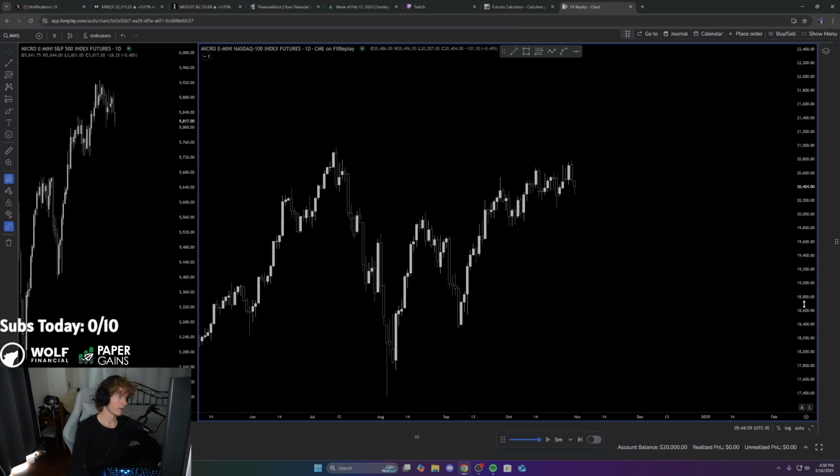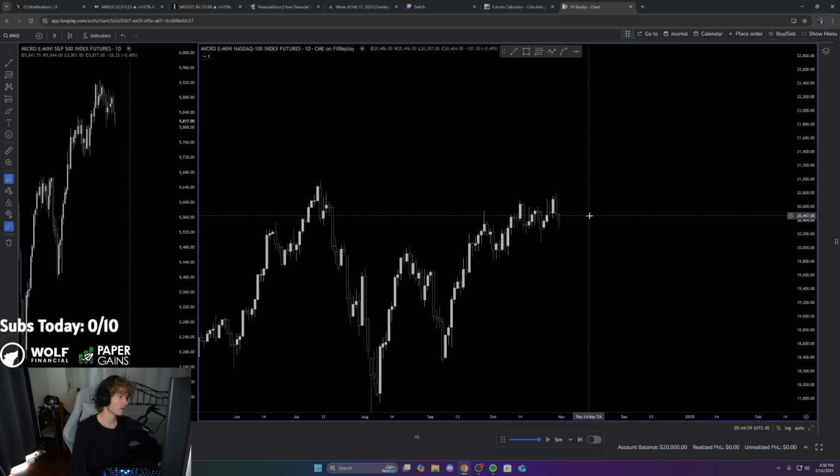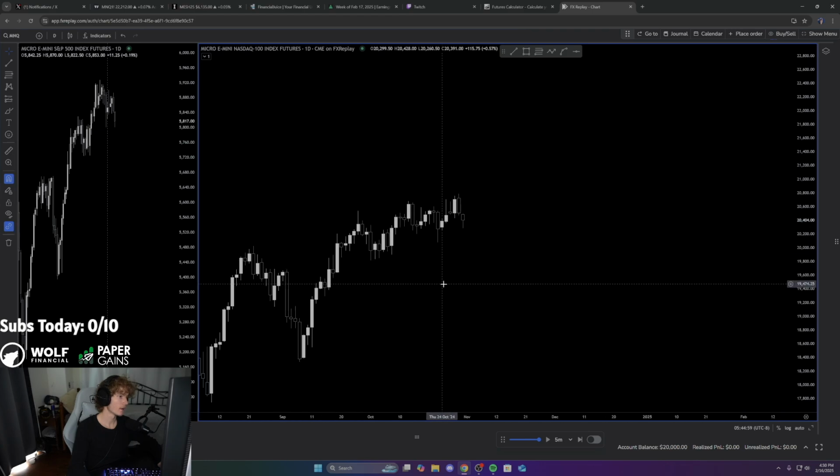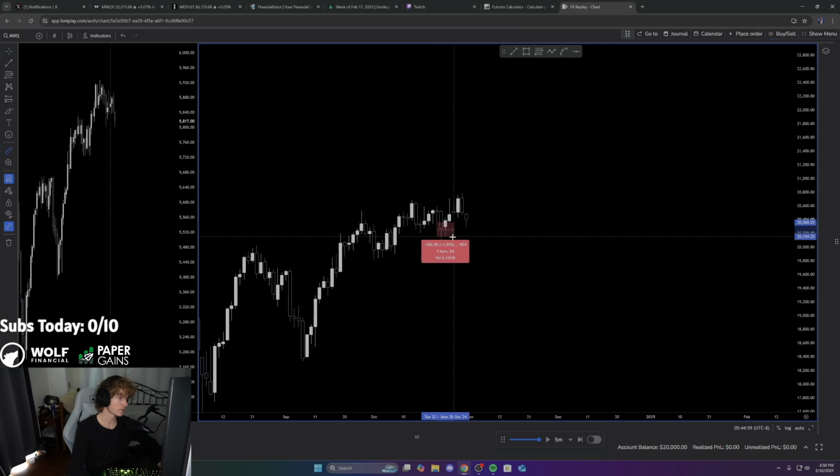Got this giant range. Jesus. You're holding this bullish. This has been extremely choppy. What's the week look like? Oh, it looks like a Wednesday reversal. That's what it looks like down into these lows.